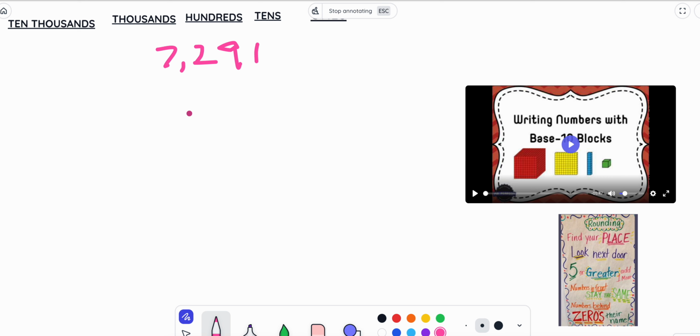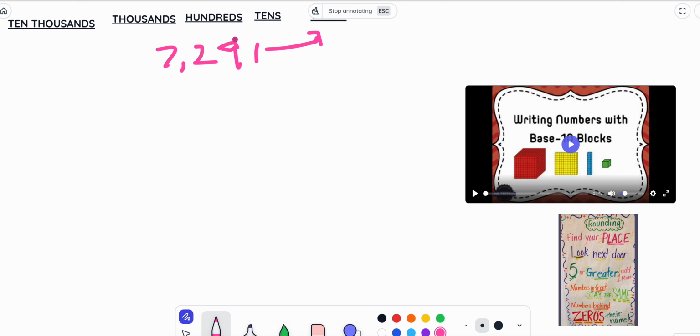And then they might say, write this in expanded form. So what does that mean, expanded form? That means they want you to take this number and basically expand it. Put each value where it goes. So I'm going to show you how to do that.